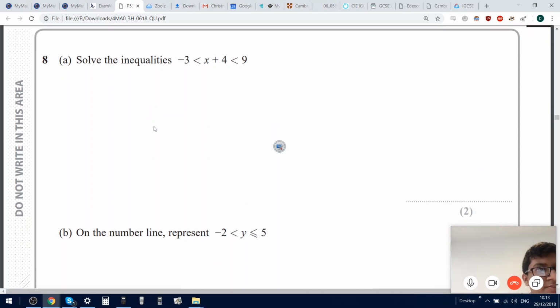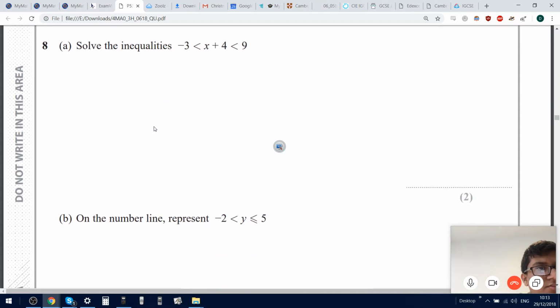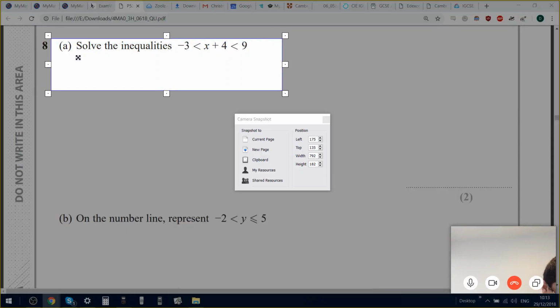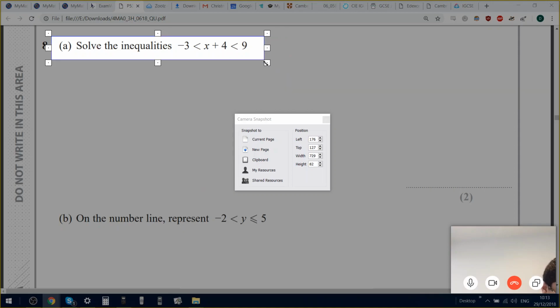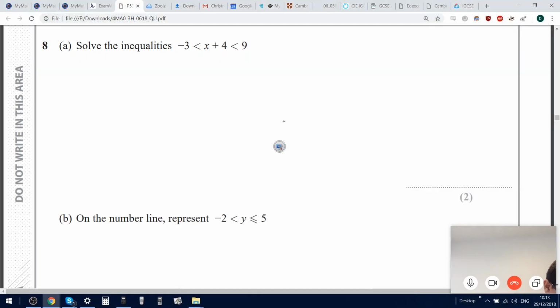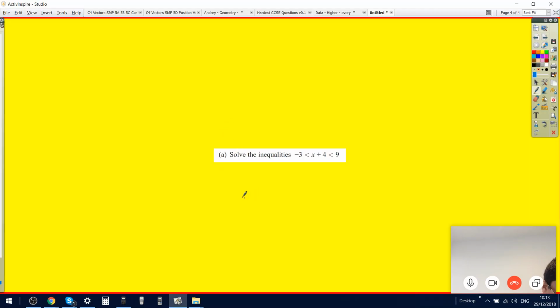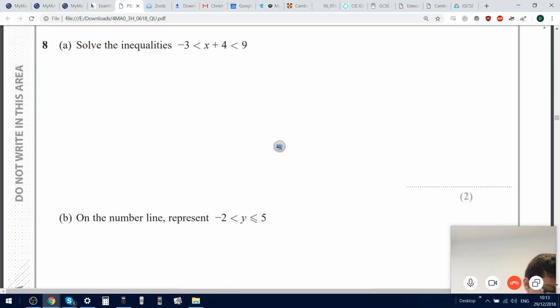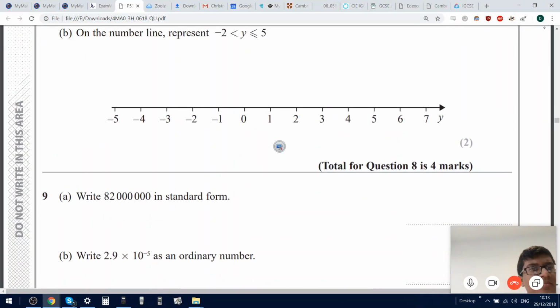Okay. How about this? 8x minus 3 less than x plus 4 less than 9. So you minus 4 from both sides to get x on its own. So minus 7 is less than x, which is less than 5. Yeah. So that one, I think you're okay. I think we did it.